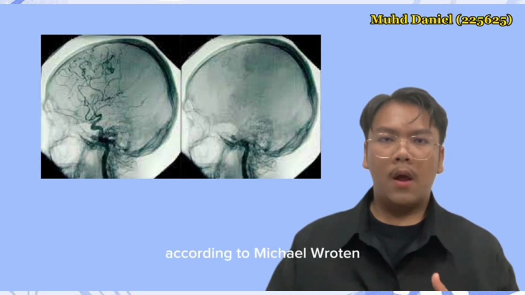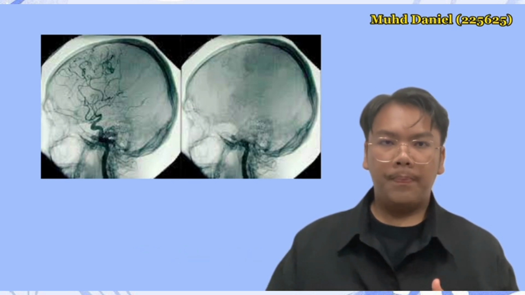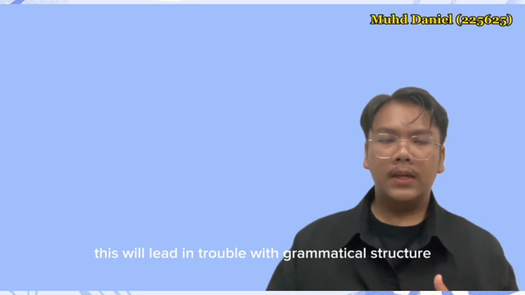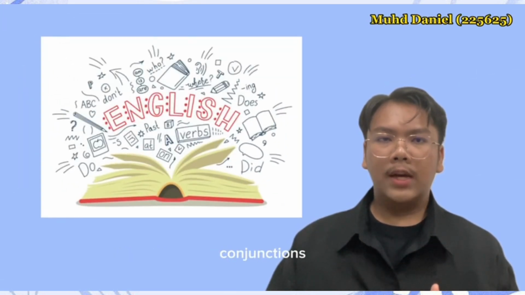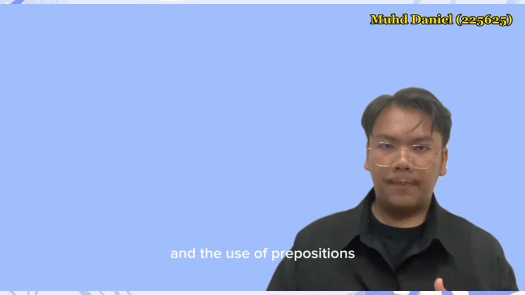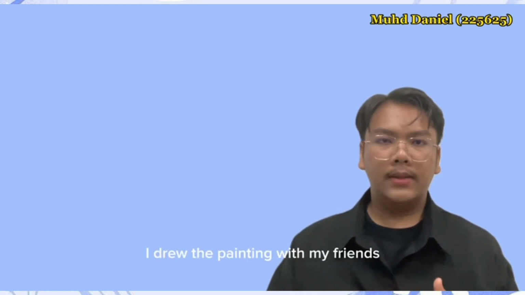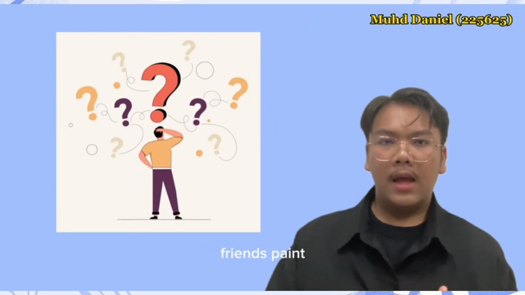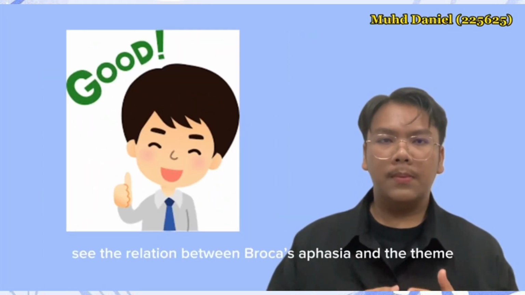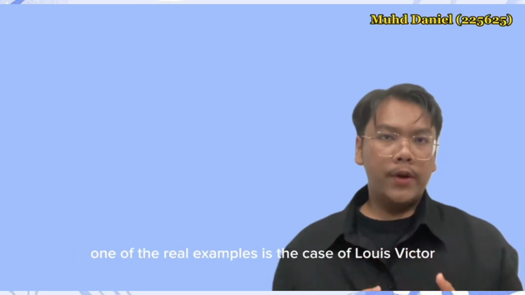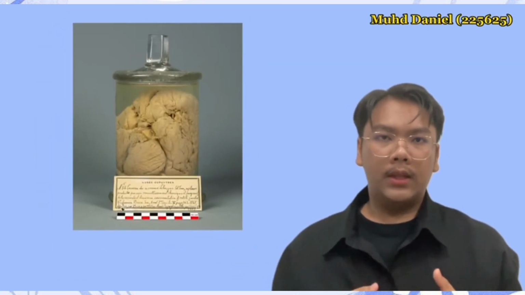According to Michael Rotten from Georgetown University, this will lead to trouble with grammatical structure, linking words, conjunctions, and the use of prepositions. As an example, the sentence "I draw the painting with my friends" may become "I friends paint." Now, we can clearly see the relation between Broca's aphasia and one of the real-world examples, which is the case of Louis Victor Leborgne.